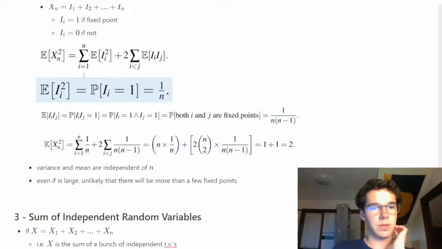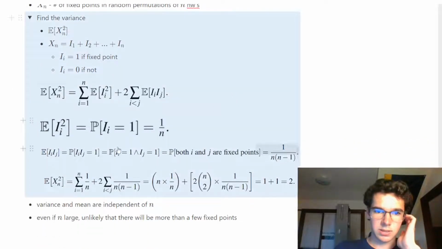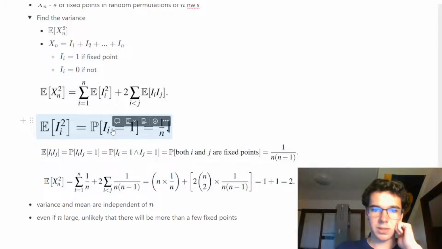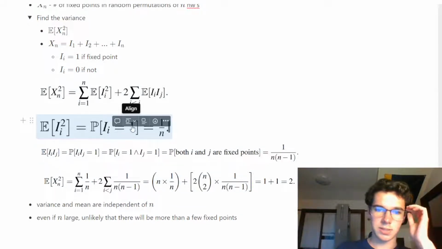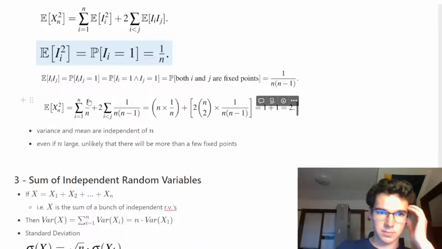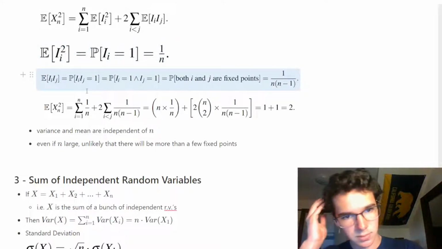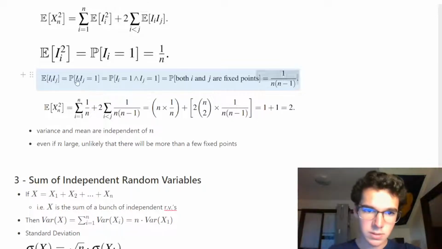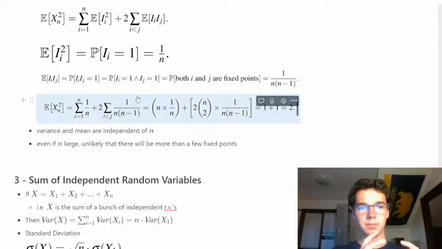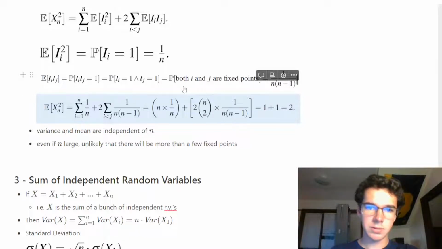Yeah, that means that for each individual indicator event, the expected value is simply the probability that the student received their homework, which is a 1/n chance. And then we also have to calculate this, which is equal to the probability that both some student i and some greater student j are equal to 1, so both are fixed points.